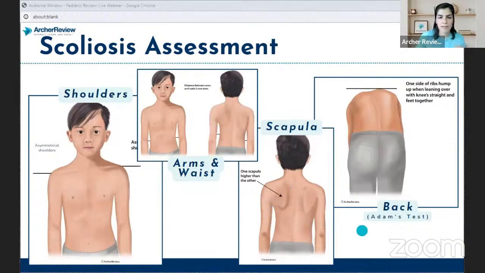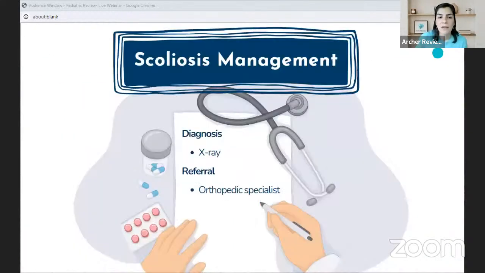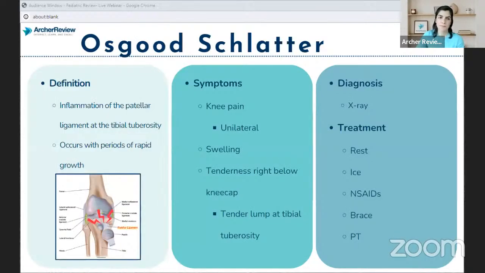Same here. If they're standing still, you'll see the unevenness. And how are you going to diagnose this? You're going to get an x-ray and then refer them out to the orthopedic specialist so they can come up with a treatment plan for them, whether it's a brace or surgery or whatever is needed. And our last one, Osgood-Schlatter.